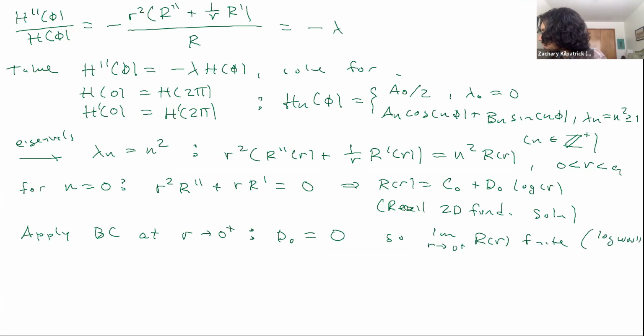Log would blow up, okay? So we want to get rid of the log there. Because we have free constants in our H solution, we don't need to keep the free constant on our R solutions. That would be redundant. So we're just left with, let's say, R0 equals 1. Okay. What about the other solutions?